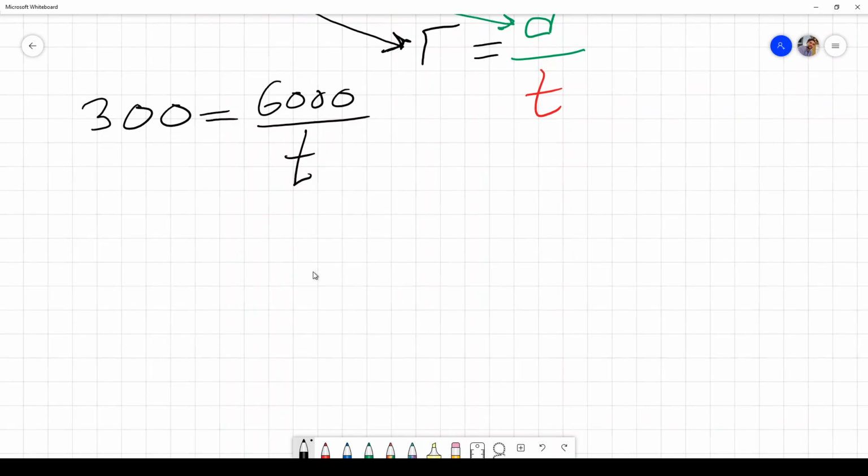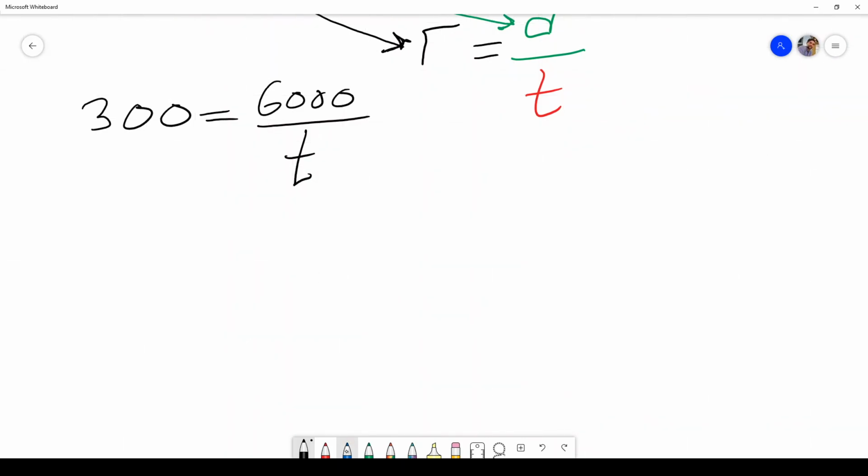I'm going to move this up. And some of you are like, oh, Mr. Raven, this is easy. I can do this. Well, how do we do this? I want to get t by itself. Well, there's other ways. Some might say, what if I divide by 6,000? But then you'd have a 1 over t. What if I multiply both sides by t?